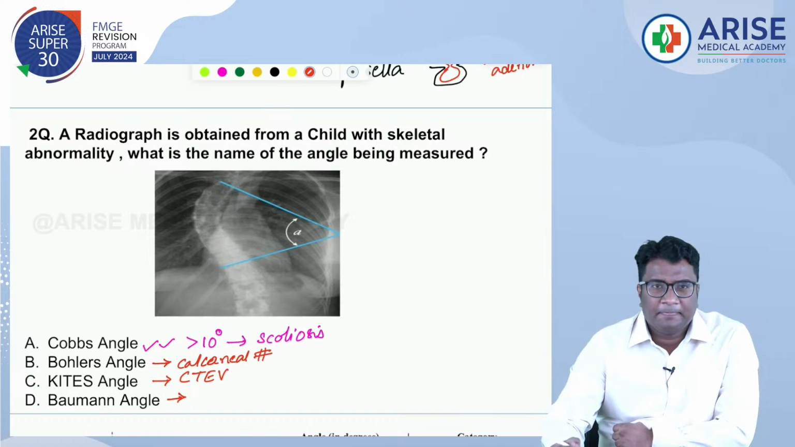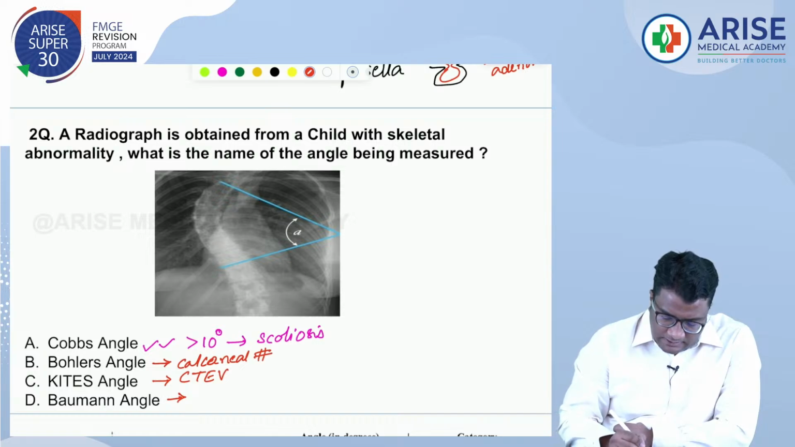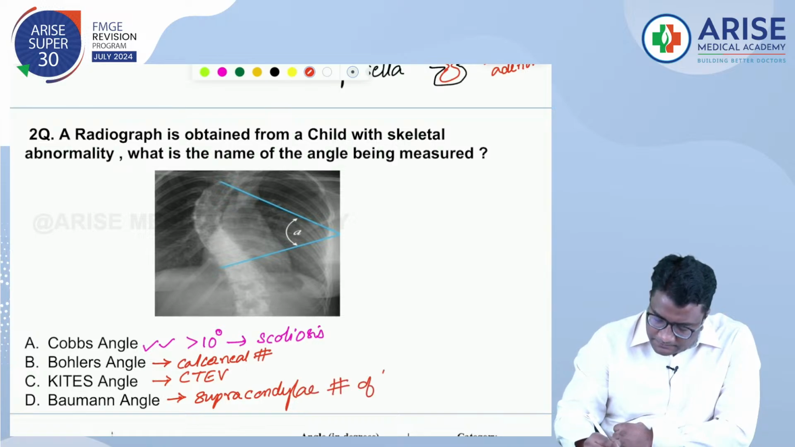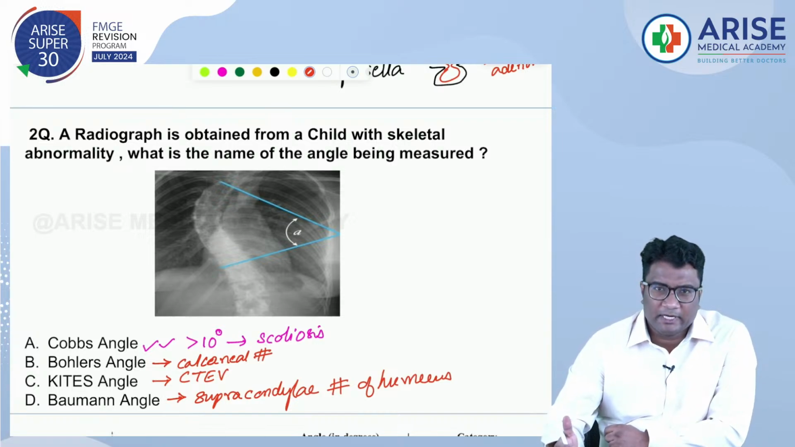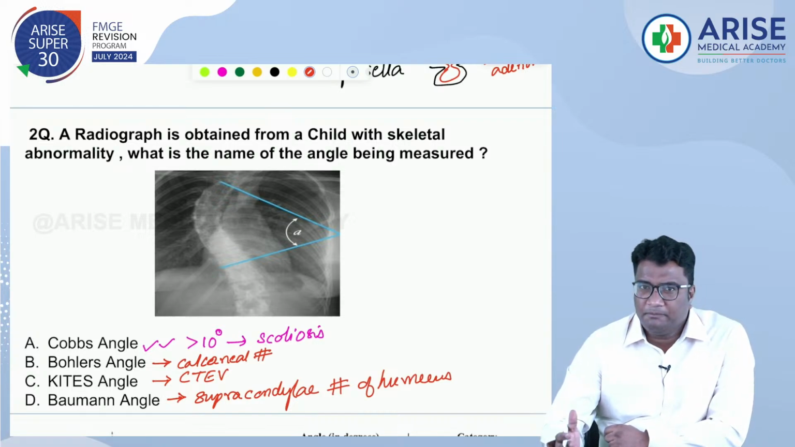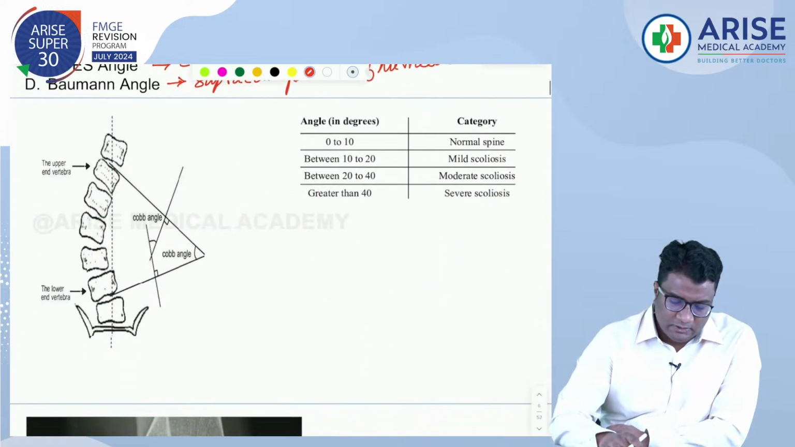Baumann's angle. Do you remember Baumann's angle? This is for supracondylar fracture of the humerus. To see whether there is proper reduction of the supracondylar fracture of humerus, we go for Baumann's angle. Let's look at these angles quickly.